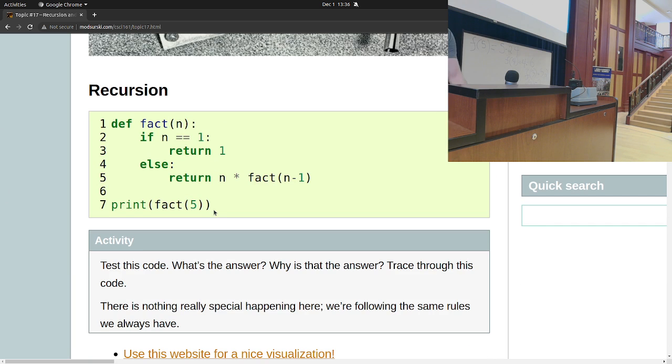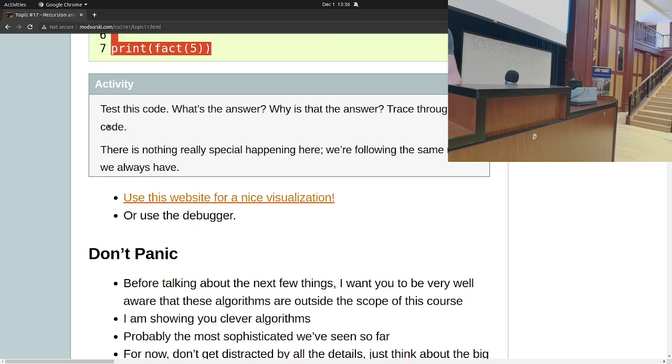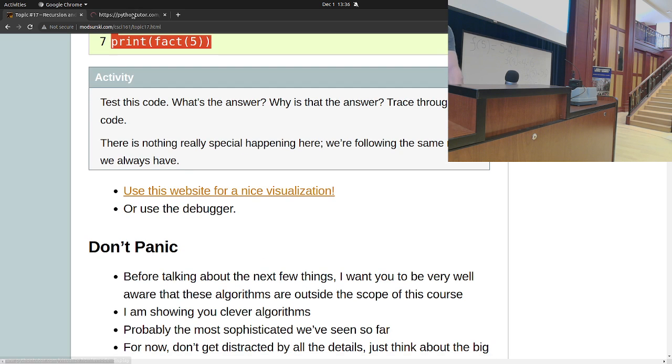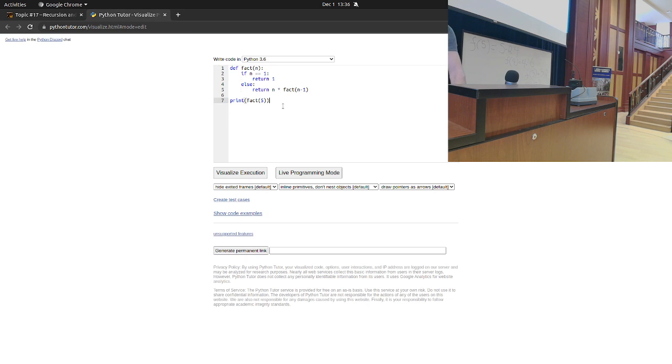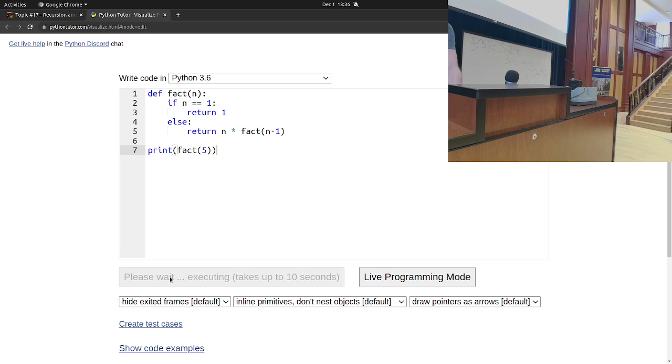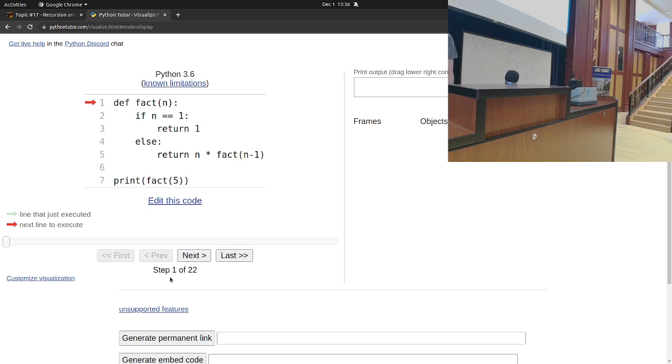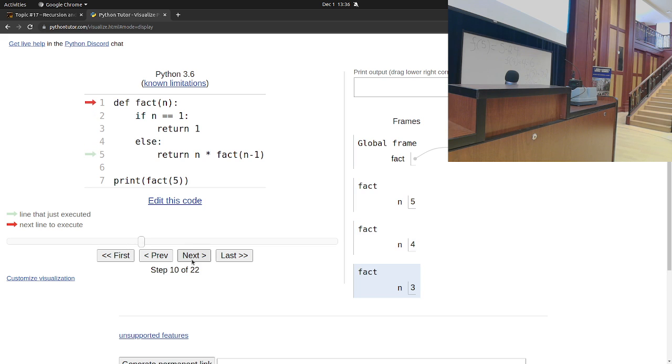And we can use this right here. So this is an example with fact 5. There's a cool little website here. And this is going to execute this code and show us where it is in the code. So, next. So we run this function fact5. So n is 5. Is 5 equal to 1? No. Goes there. So now we have to answer what fact 4 is, though. See how it's working its way down until we get to that special case.